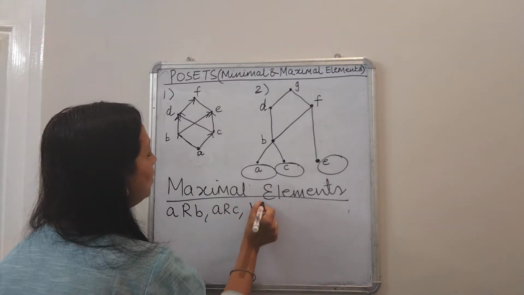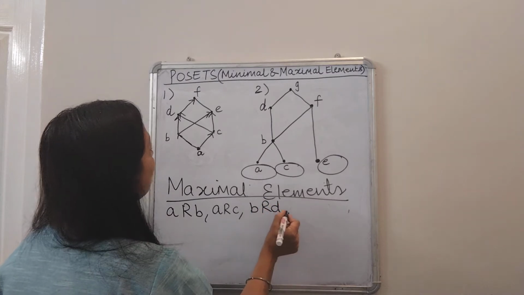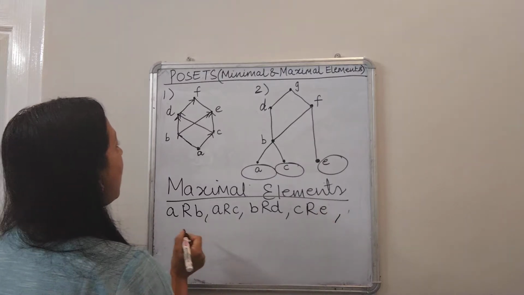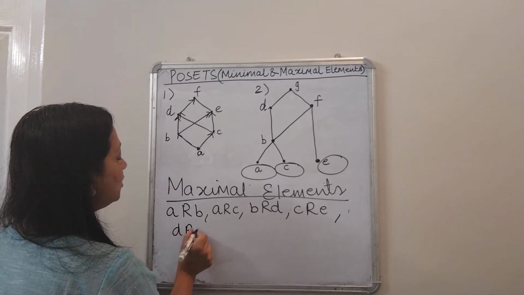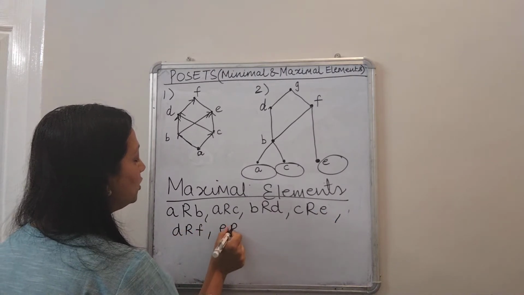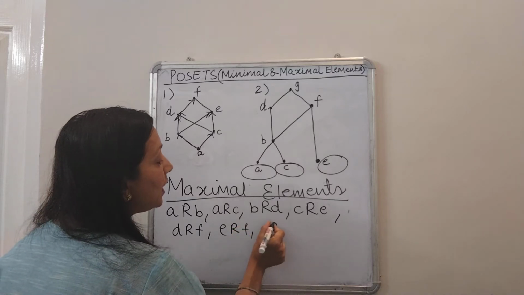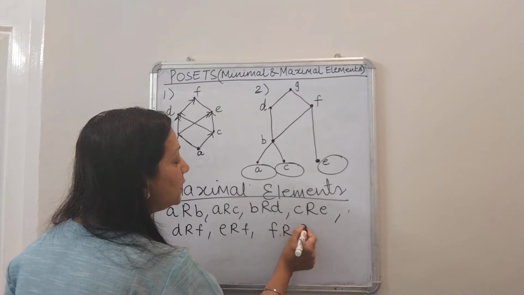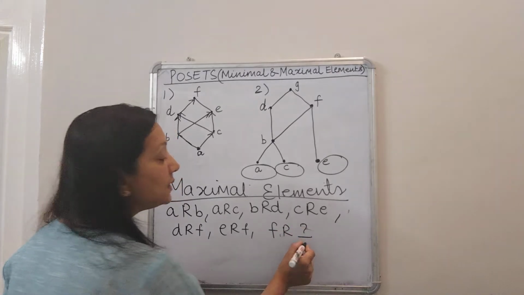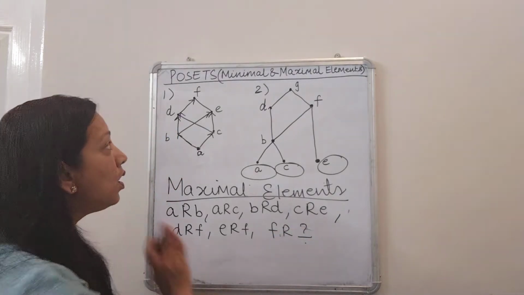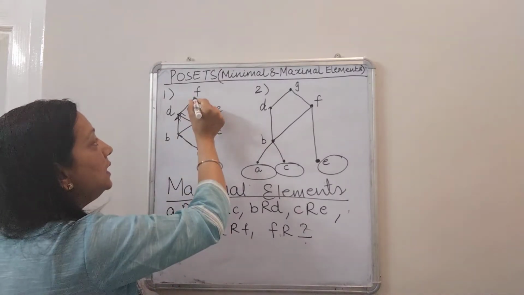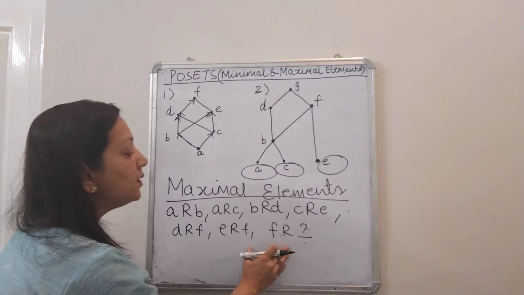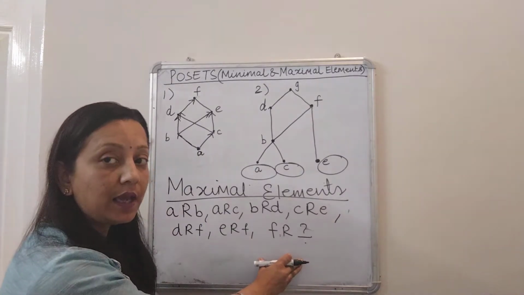I know B is related to D. I know C is related to E. And I know that D is related to F and E is related to F. But is F related to any element here? No. You cannot see any branch going out from F, and that means F is not related to any element.